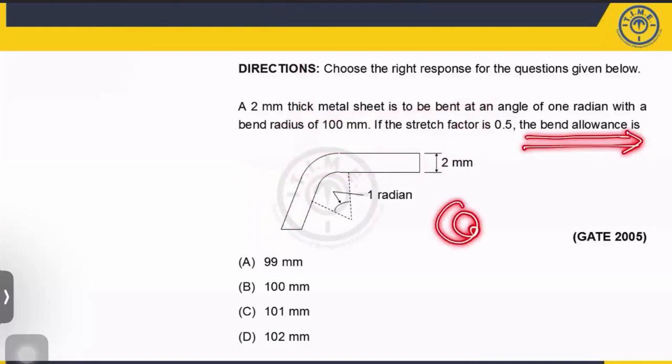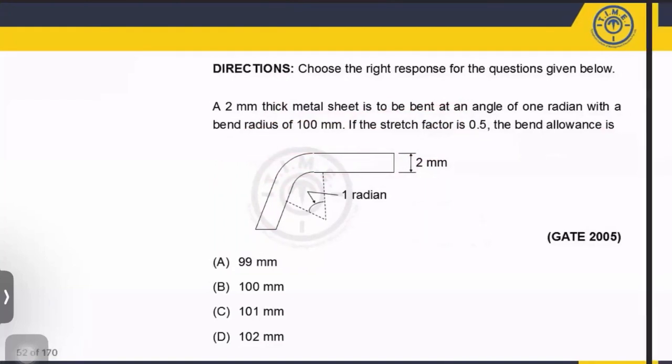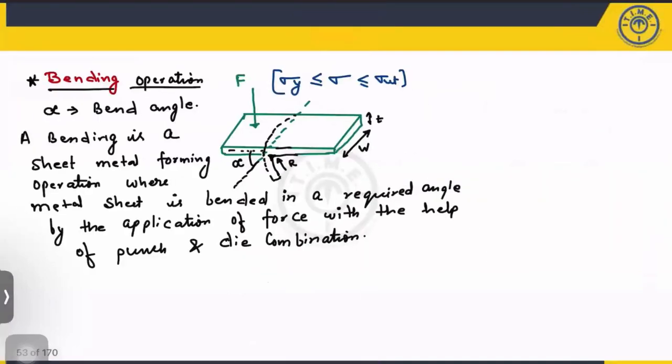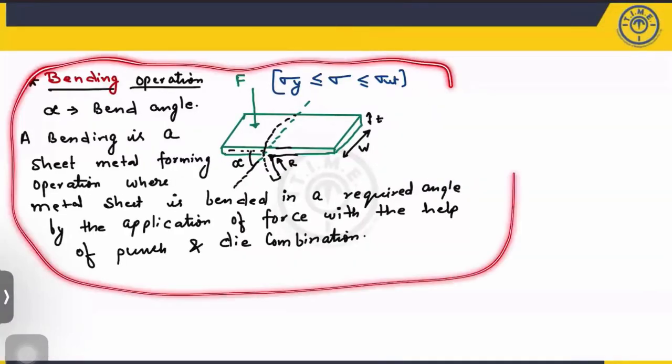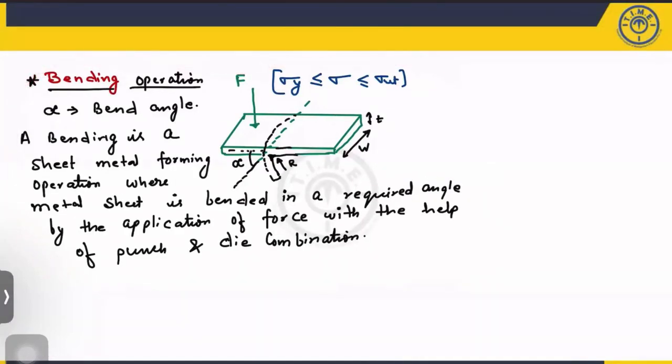Before discussing this question, I have already discussed the concept related to this. I just want to give a quick recap of what the bending operation is and how you reach that formula. So what do you mean by bending operation? First of all, it is a sheet metal forming operation where the metal sheet is bent at a required angle. When you apply some forces, it is bent at some particular angle. Let us suppose that angle is alpha.